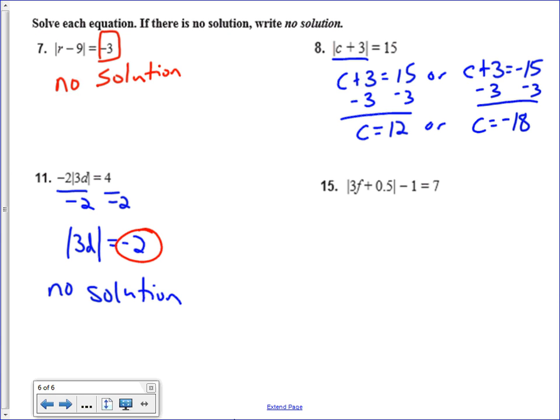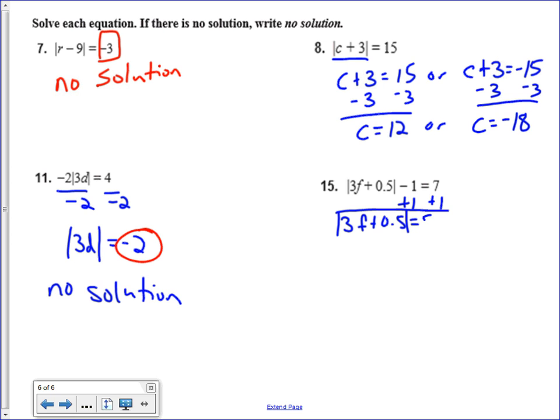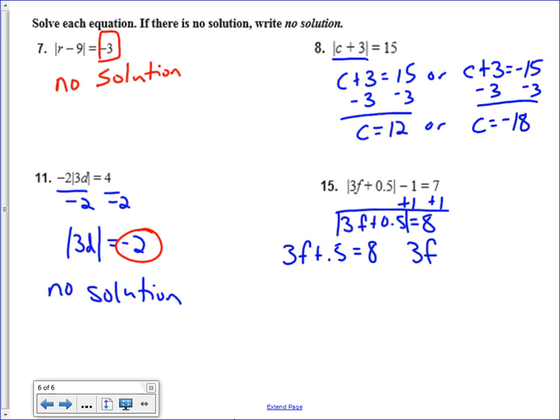Okay, and number 15 is probably the most difficult one you're going to see today. So now we have to first start out by adding a 1 to get that absolute value by itself. And I'd have the absolute value of 3f plus 0.5 equals a 8. So now what two equations come out of that? Well, 3f plus a 0.5 could be equal to an 8, or 3f plus a 0.5 could be equal to a negative 8. And then we just go ahead and solve both of those.